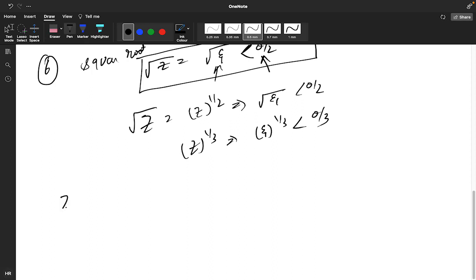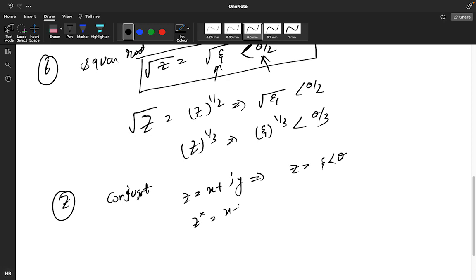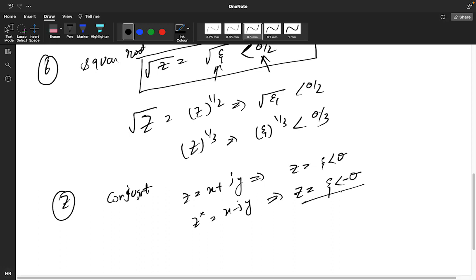Conjugate. So conjugate means, z is equal to x plus jy. What is the meaning of a conjugate? If z is equal to zeta at an angle theta, so z conjugate means x minus jy. Imaginary part will become minus, and z conjugate will become zeta at an angle minus theta.